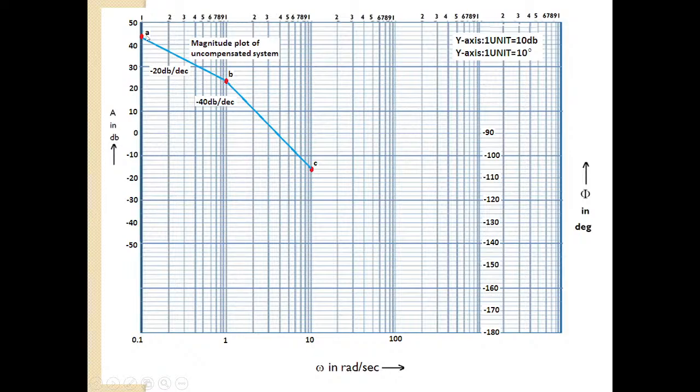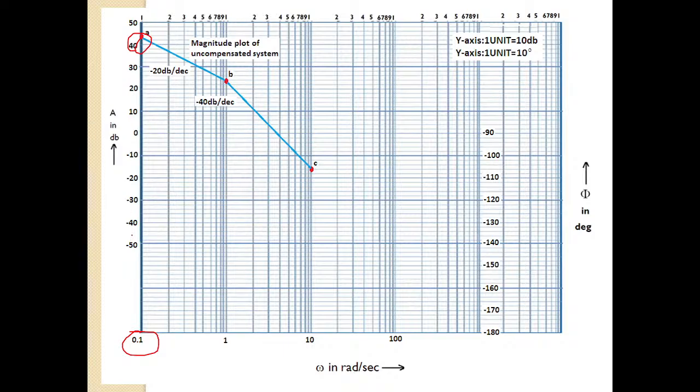So what is this point A? Point A is 44 decibels. You just see here. What is the omega L value? Omega L value is 0.1. So for 0.1, is it minus? No, plus. It is 44 decibels.